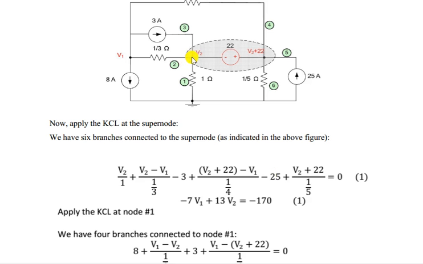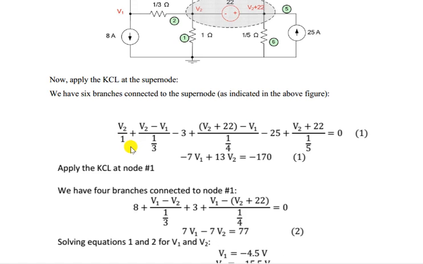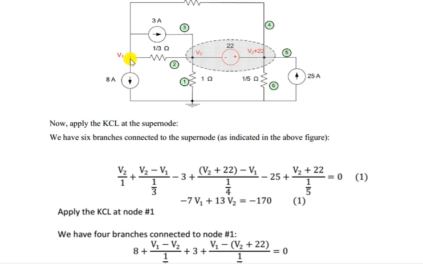Now this is a super node. One equation we got. From applying KVL at the super node, we get the second equation. What is the third equation? We have to apply KCL at node 1. Now if we write KCL at node 1, what can we write?